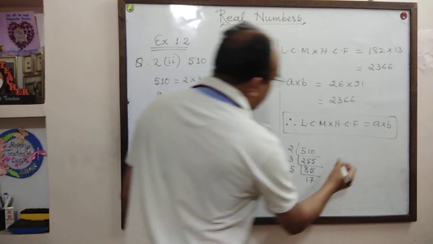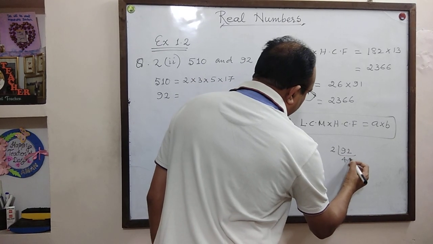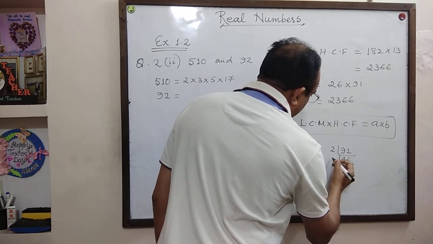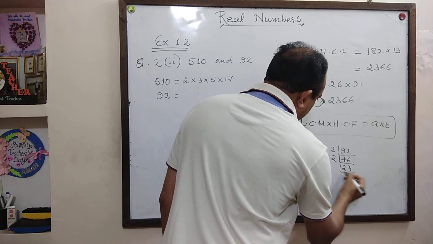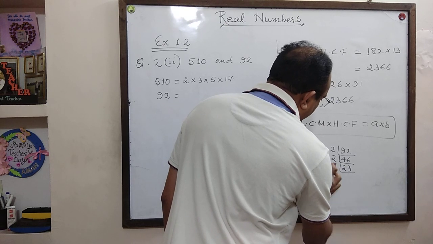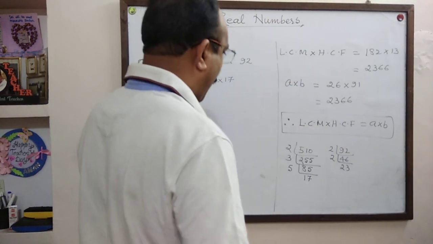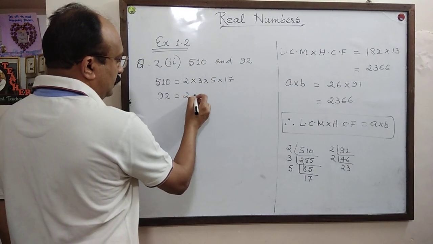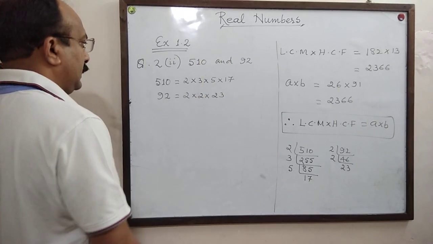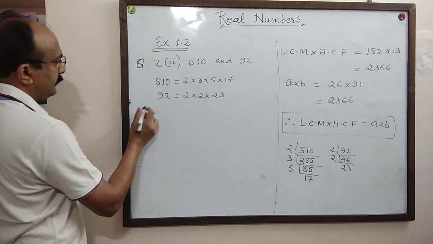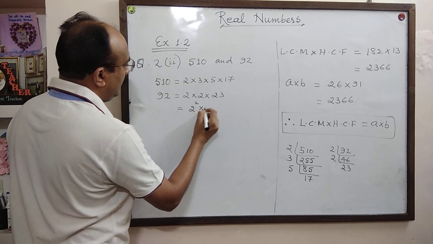92. What are the factors of 92? Divisible by 2. 46. Divisible by 2. 23. Divisible by 2? No, 23 is a prime number. So 2 into 2 into 23, which can be written as 2 power 2 into 23.